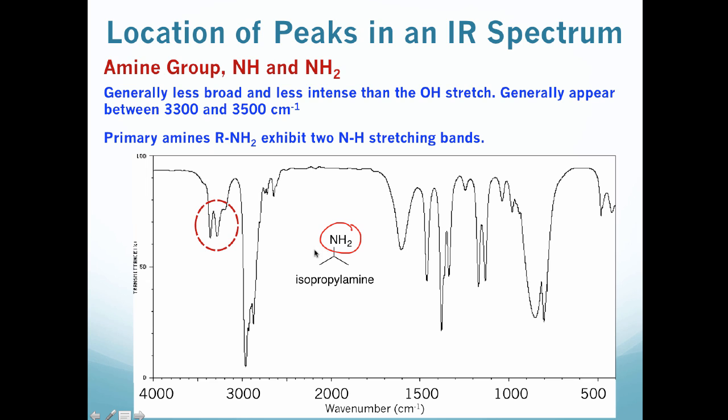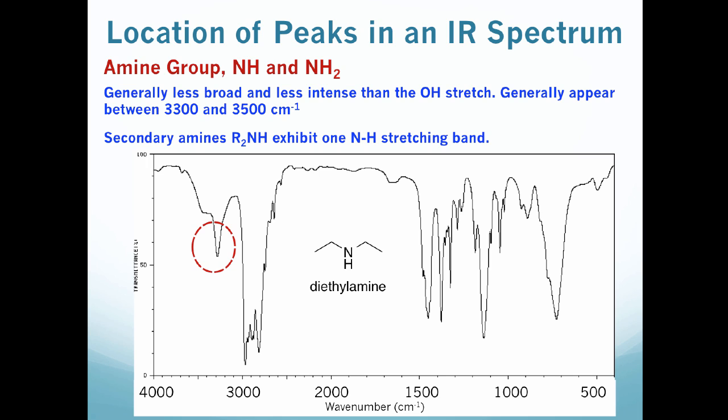Now, interestingly, if you have a primary amine, so that means the nitrogen has two hydrogens, you're going to see two peaks in that region. So there's two different stretching bands.